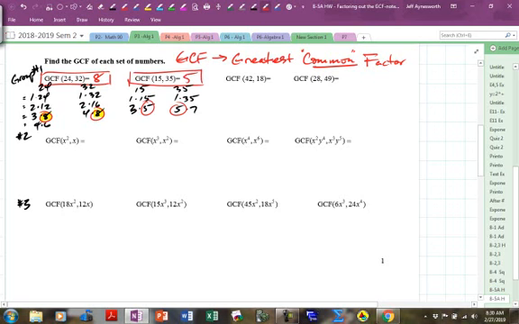Now, in the next one here, give it a shot. Pause the video and go for it, and then press play when you are ready.